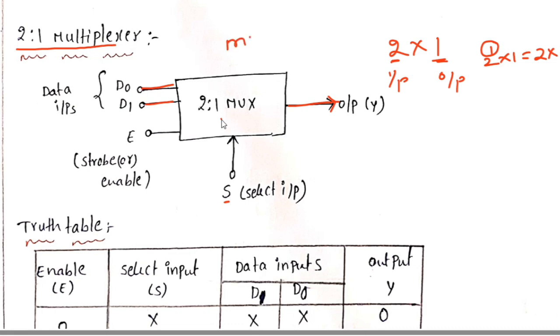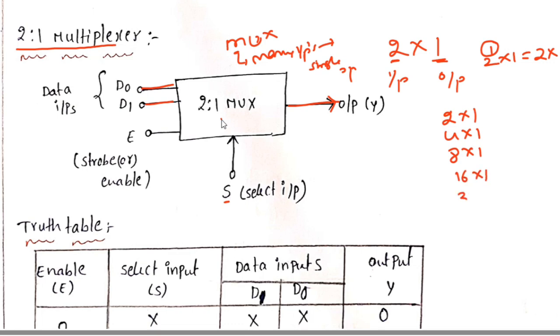Now, first, what is a multiplexer? Many inputs and single output. It may be a 2 by 1 multiplexer, 4 by 1 multiplexer, 8 by 1 multiplexer, 16 by 1 multiplexer, 32 by 1 multiplexer. So always a single output. Inputs may vary: 2 to the power of 1, 2 to the power of 2, 2 to the power of 3, 2 to the power of 4 and 2 to the power of 5.